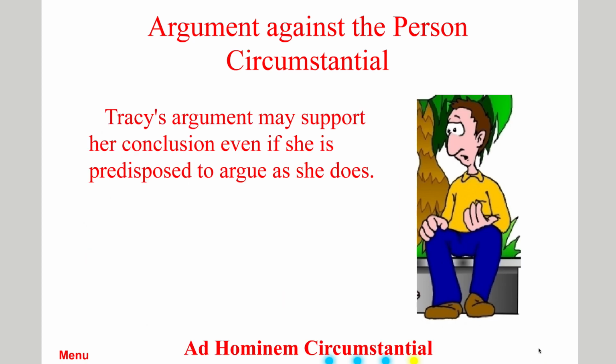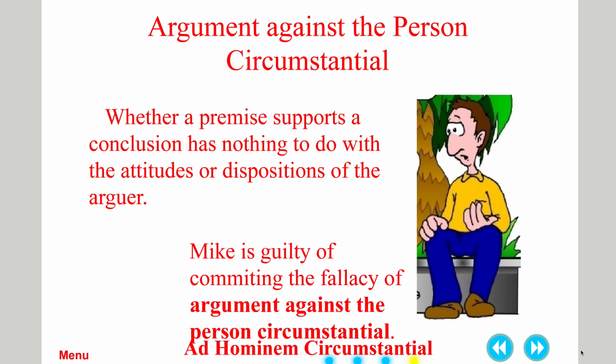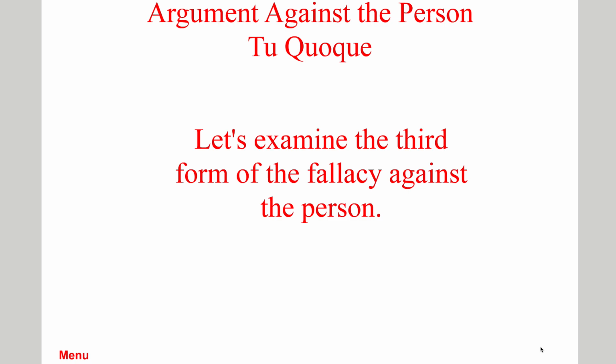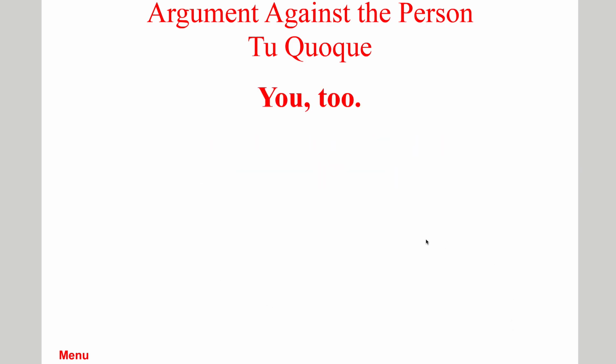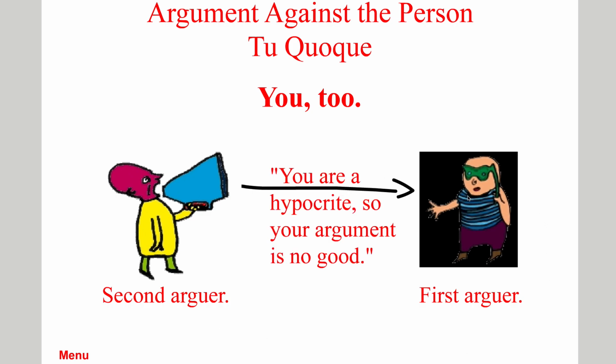Tracy's argument may support her conclusion even if she is predisposed to argue as she does. That's important, right? Just because someone gains from a set of changes doesn't mean that their argument is wrong. So the third form of the fallacy against the person is the tu quoque, which means you too. The second arguer says the first arguer does it too. You're a hypocrite, so your argument is no good.